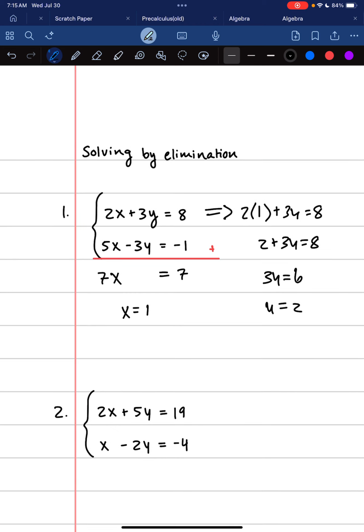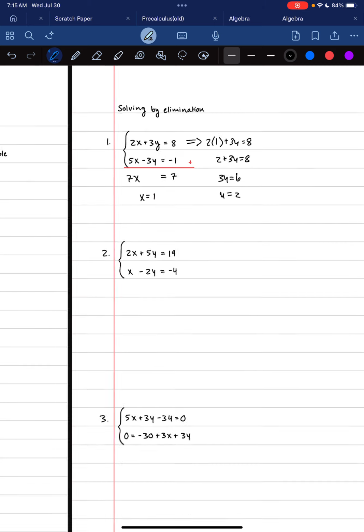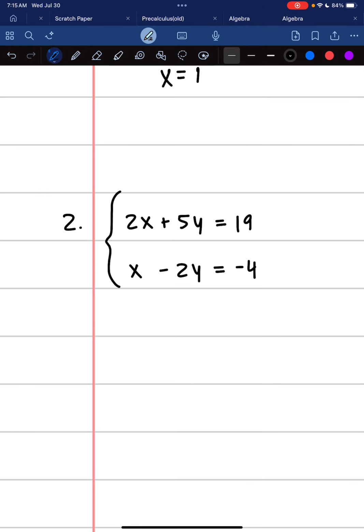And again, we could solve this using Desmos as well, but it's good to know how to solve them algebraically. Okay, let's look at this one.